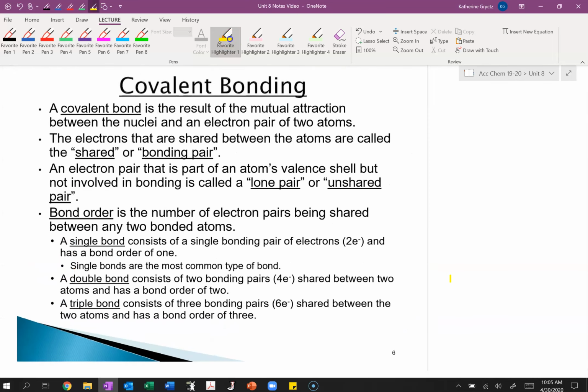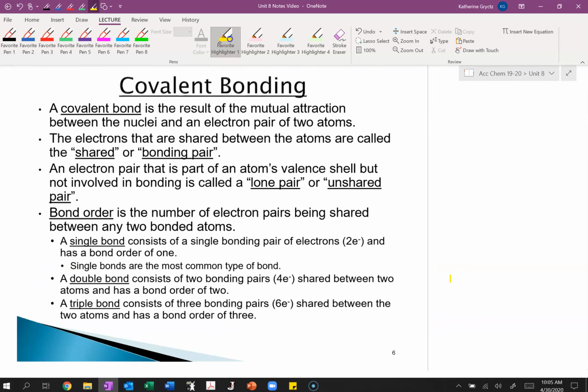So any electron pairs that are part of the valence shell but not involved in bonding, those are called lone pairs or unshared pairs. Okay? So these next three things won't really make any sense to you until we start drawing multiple structures. But bond order is how many pairs are shared between any two bonded atoms.